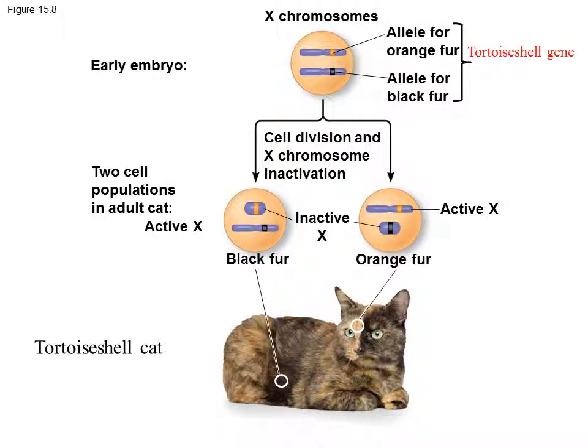To further illustrate the randomness of this X inactivation, let's look at the tortoiseshell cat. The tortoiseshell has an allele that produces orange fur and an allele that produces black fur. This means that cat is a heterozygote. Randomly, one of them is going to be inactivated, either the orange allele or the black allele. So some parts of the cat will have black fur, some parts of the cat will have orange fur. That is how you create a tortoiseshell cat.